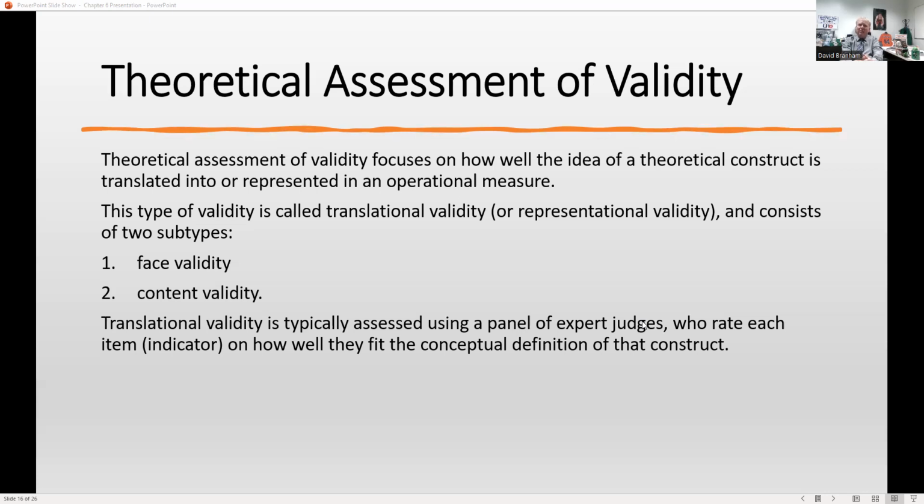Then there's content validity. Translational validity is typically assessed using a panel of expert judges who usually use face validity, who rate each item or indicator on how well they fit the conceptual definition of the construct. That means, one, you're going to have to define your construct. If your construct is empathy, you have to define empathy. This is what it is. The experts will say, is this really a definition of empathy? And then once you define it, they'll look at your measure. Is he or she actually measuring that empathy that they defined?